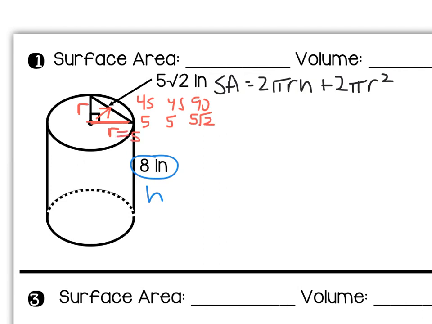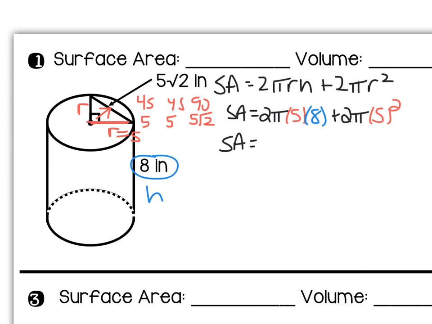And now I'm going to substitute into my formula. Surface area equals 2 pi, my radius is 5, and my height is 8, plus 2 pi, radius of 5, squared. So surface area equals 80 pi plus 50 pi, which is going to give me 130 pi for my surface area.